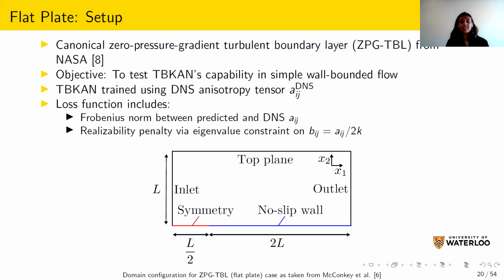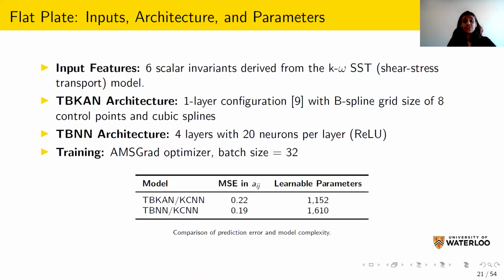And then the loss function, as I mentioned, we are still using the same realizability penalty and the Frobenius norm between the predicted and the DNS values for AIJ. So the input features for the flat plate are 6 scalar invariants. From the massive list of the scalar invariants we have 6 inputs which are derived from the K omega SST model. So the TB-CAN architecture for this one is just a 1-layer configuration with B splines and a grid size of 8 control points and cubic splines. So our K value is 3. And the TBNN architecture is 4 layers with 20 neurons per layer.